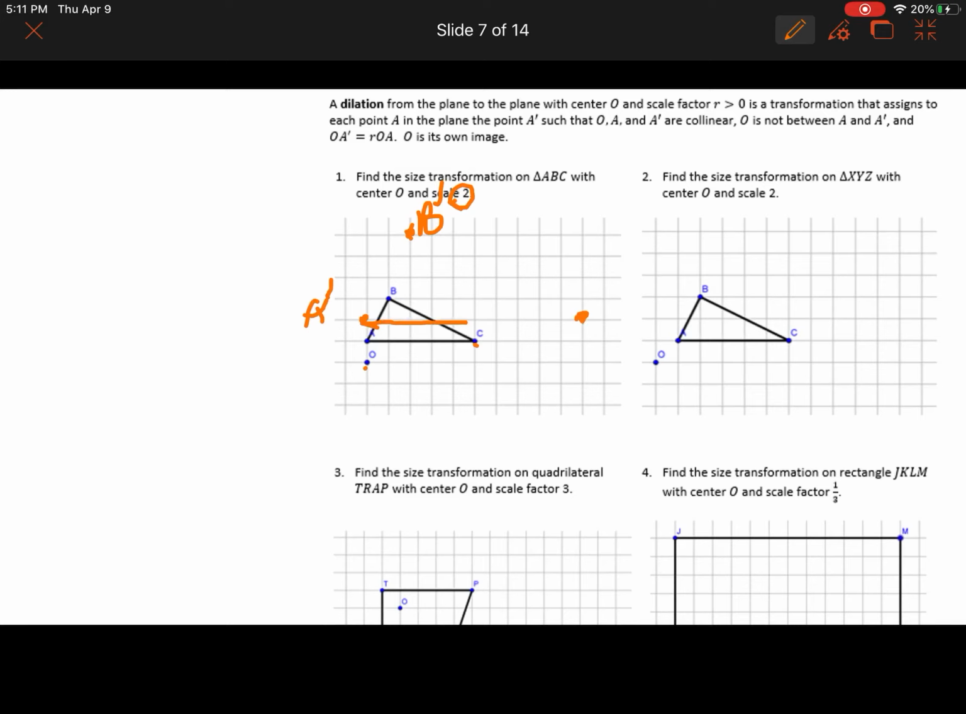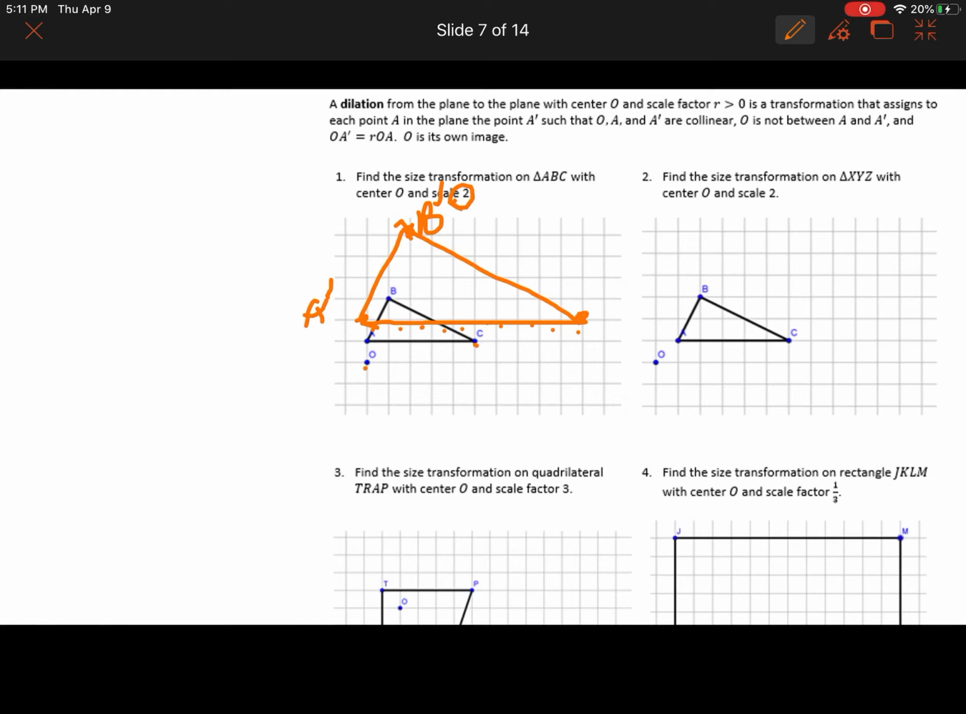So this little triangle here, that is my similar triangle. And every side is twice as long as the original. So the little black triangle, the original one, is 1, 2, 3, 4, 5 along a side. And so this one should be 10. Right? So 1, 2, 3, 4, 5, 6, 7, 8, 9, 10. Sure enough.